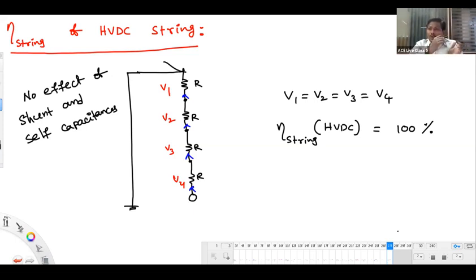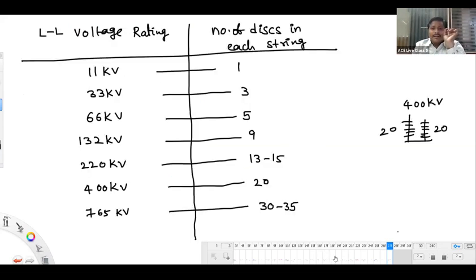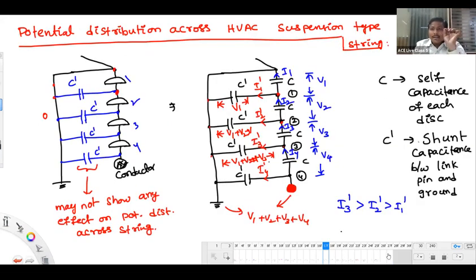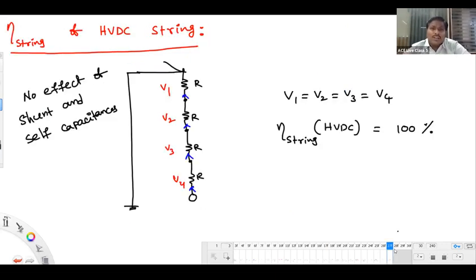Now, just look back to the 3 types we have discussed. We discussed HVAC suspension string. Next, we discussed HVAC strain type string. Now, we are discussing the HVDC string. I think we don't need to bother about the HVDC string. Its efficiency is already 100%. So we don't need to bother about the HVDC string at all.